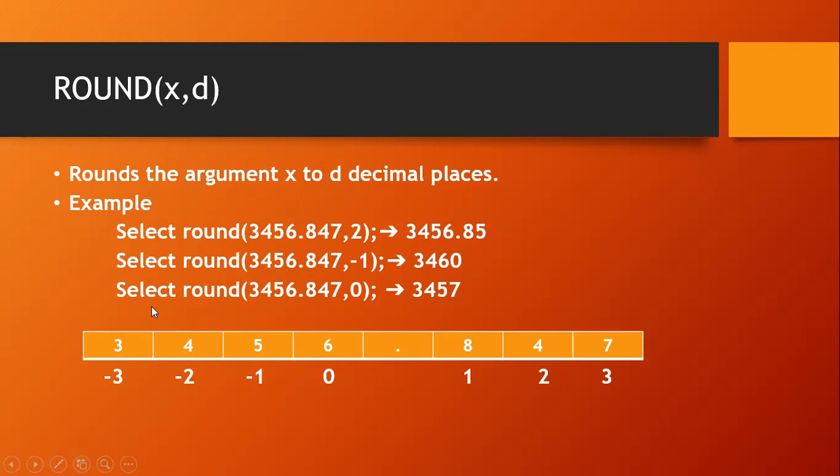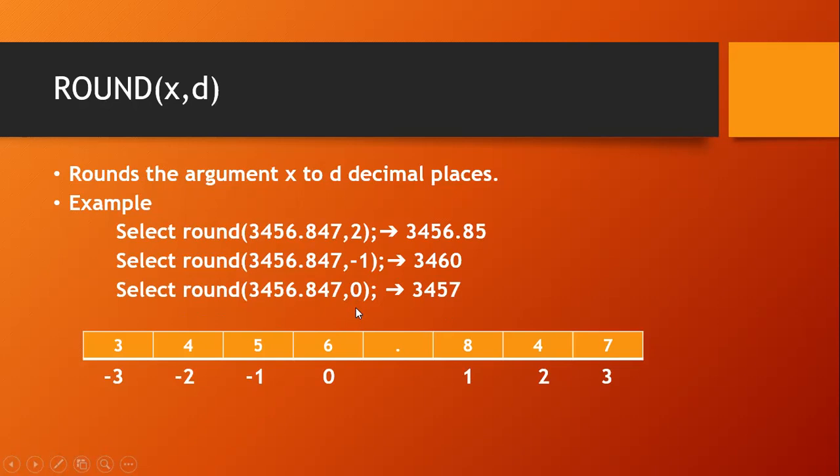So coming to the third example, select round of 3456.847 to 0th decimal, comma 0. What will it do? It will underline this position. So this is your position. Underline this number. The immediate right number, what is that? This one. Check whether it is greater than or equal to 5. Yes. So plus 1 has to be added to this number. So it will become 7, and the remaining numbers will become 0.